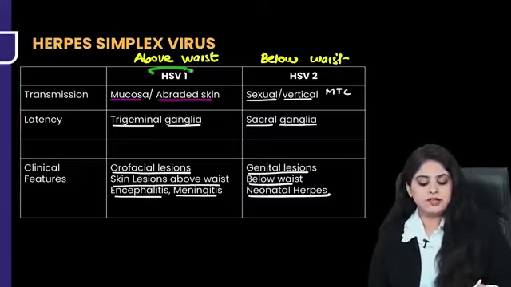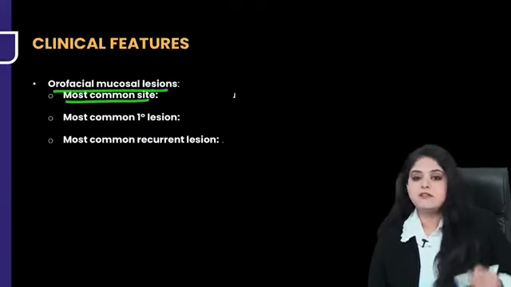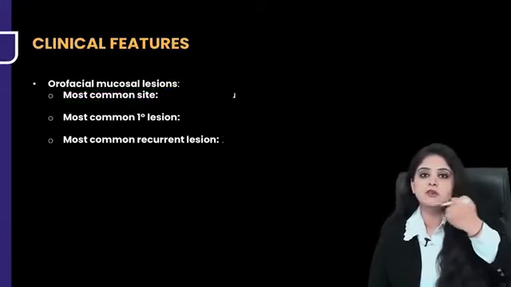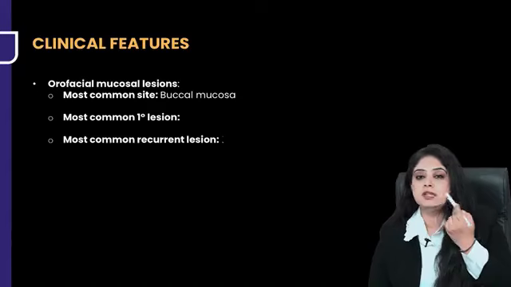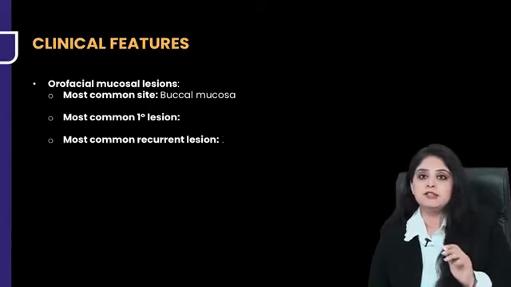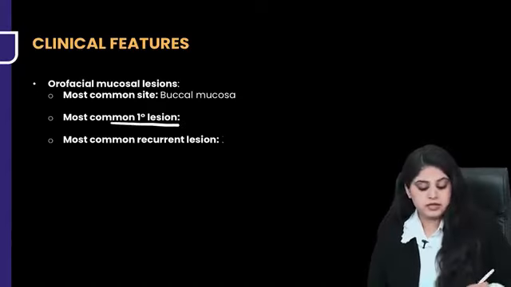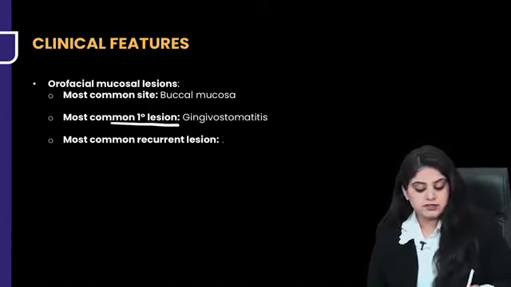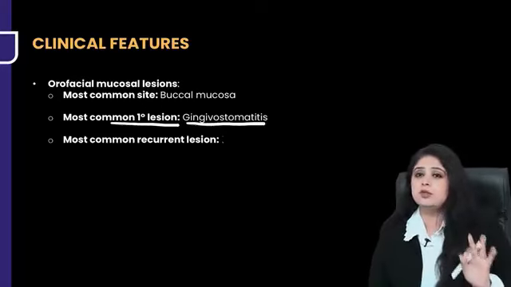So, for example, for HSV1, you asked me which is the most common site. Everything was above the waist, now on the oral and the facial region. So, the most common site is the buccal mucosa. The buccal mucosa inner aspect, that is the most common site. And what lesion is going to occur most commonly over there? The gingivostomatitis. There is involvement of the gums. So buccal mucosa and gingivostomatitis most common.